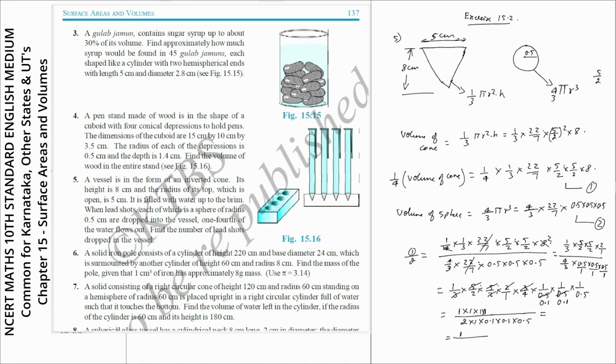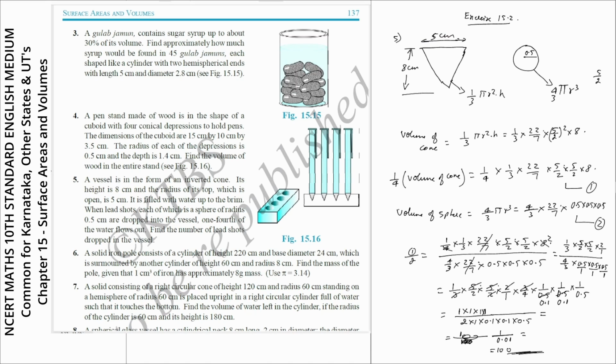So here in the numerator, 2 into 0.1 into 0.1 into 0.5, I will get 1 by 0.01. I will leave that for you to check. Now 1 by 0.01 is nothing but equal to 100. If you divide 1 by 0.01, you will get 100. So this is the number of spheres that were dropped into the vessel, so that 1/4 of the water spilt out of the vessel.